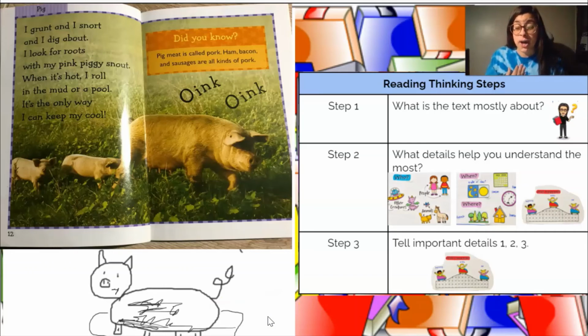I decided to draw a pig rolling in mud. I was able to learn through reading and looking at the pictures that a key detail that helps pigs stay cool in the hot sun was to roll around in mud.